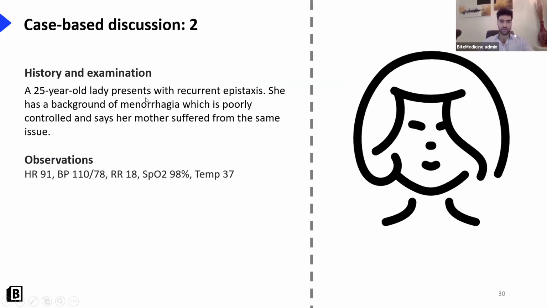You have a 25-year-old lady presenting with recurrent epistaxis. She has a background of menorrhagia, which is poorly controlled, and says her mother suffered with the same issue. The observations are listed there. Are you worried about this patient or not worried?